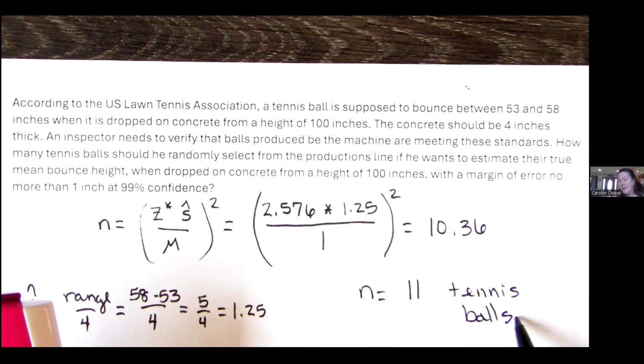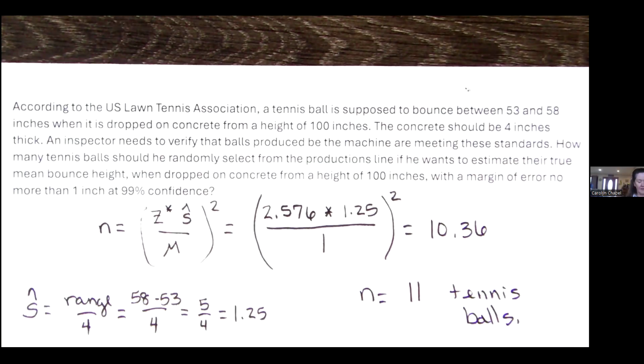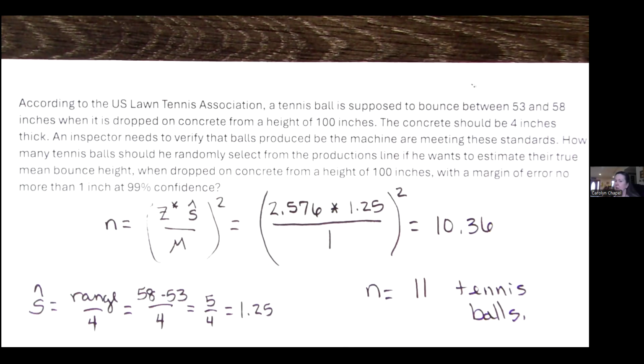Thank goodness, that shouldn't take us too long. So he's going to bounce 11 tennis balls and make sure that they are within that 53 to 58 range and actually calculate them. And then we'll see if they're good enough for this event. If not, they'll find different ones from a different machine that's a little bit better.